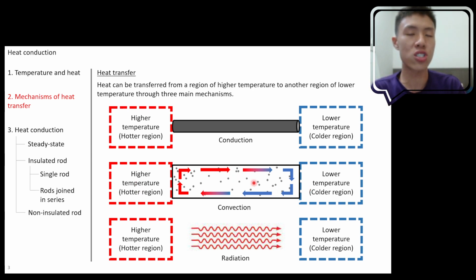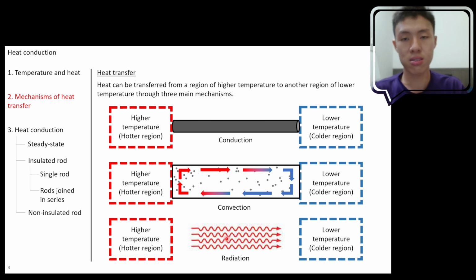Okay, so convection usually happens for liquids or gas, or we call them fluids. Convection usually happens for fluids because only for fluids the particles are able to move from one region to another region. Whereas for solid, for conduction, your particles cannot move from one region to another region. So solid is for conduction, liquids and gas are for convection.